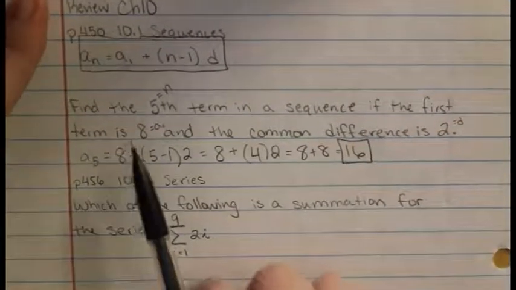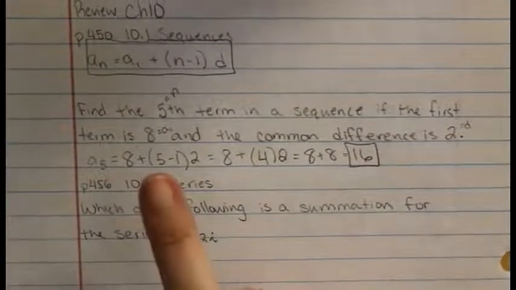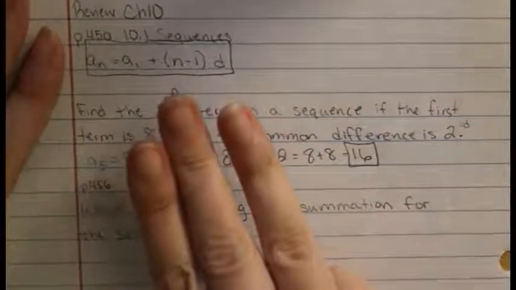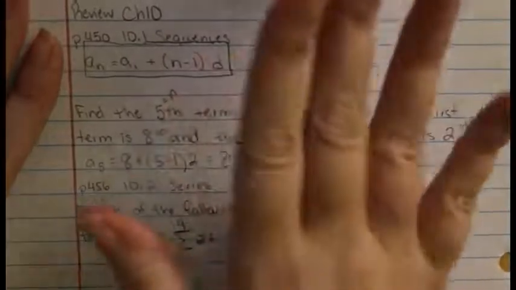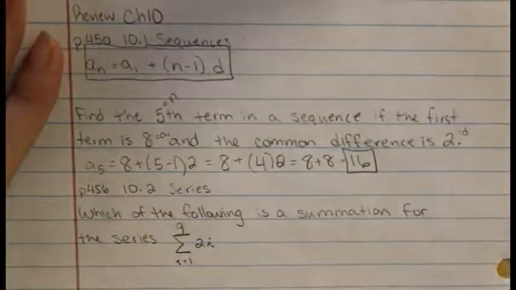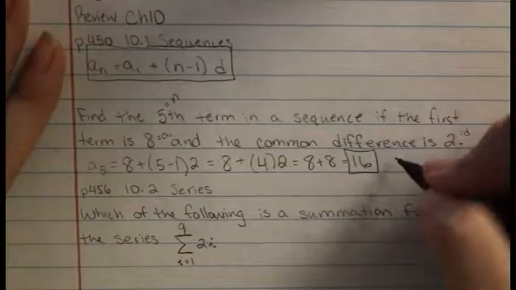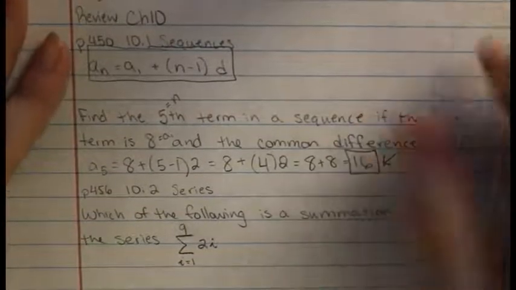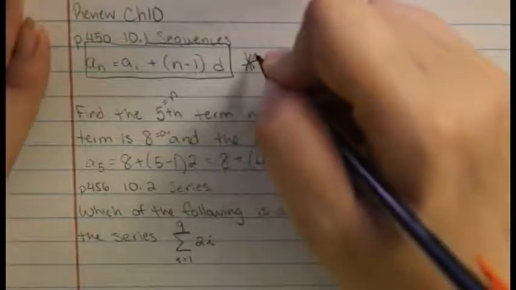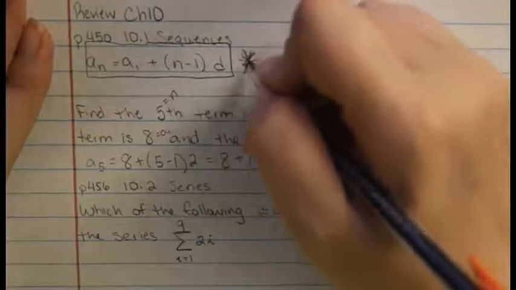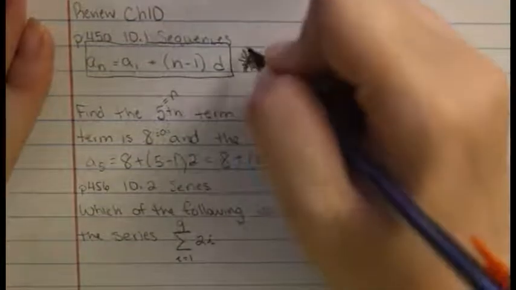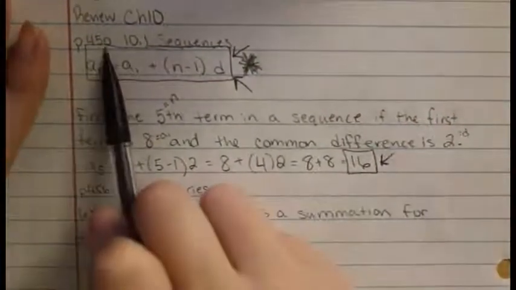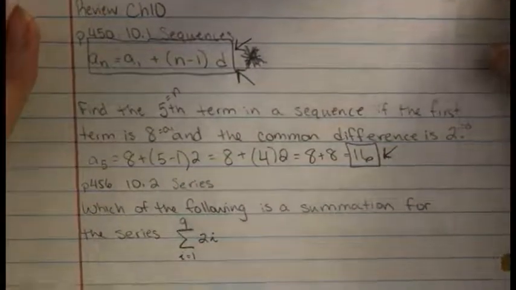Now, if we wanted to count that up, we could as well. We could say 8 plus 2 is 10, plus 2 is 12, plus 2 is 14, plus 2 is 16. But remember, sometimes that's not going to be as quick to do as plugging it in. You may end up with a problem that gives you something way more complicated. So you need to know this formula right here. Know this formula. Okay? And I have the page number for you. This is on page 450 if you need to look over that.